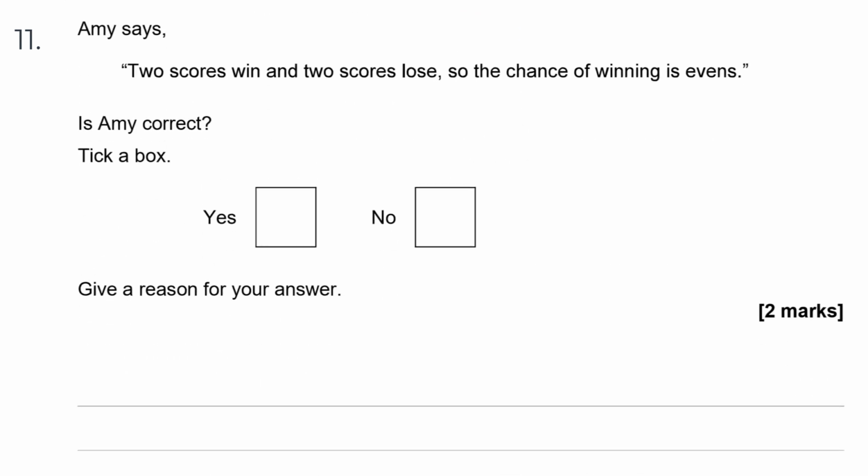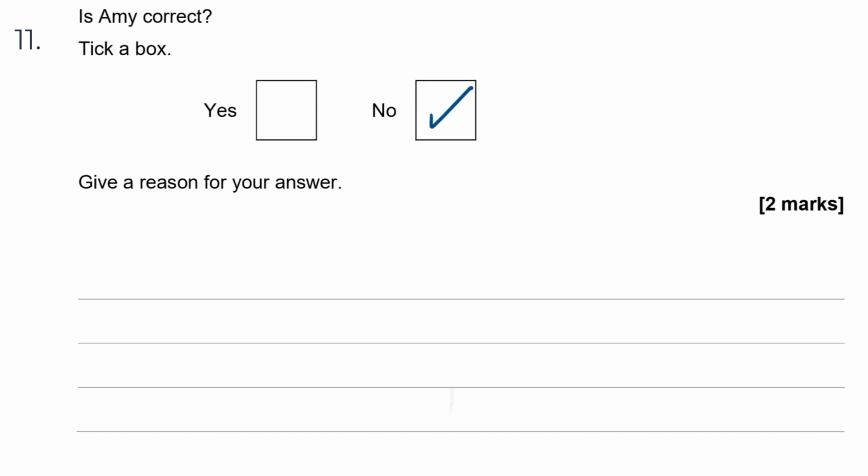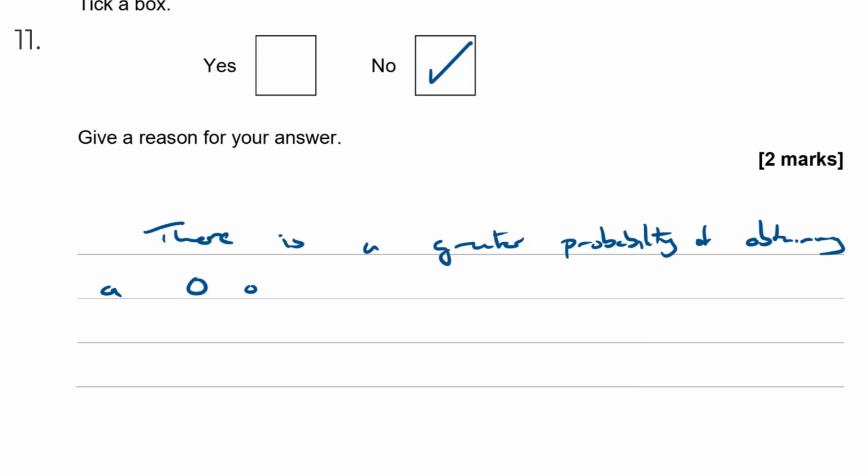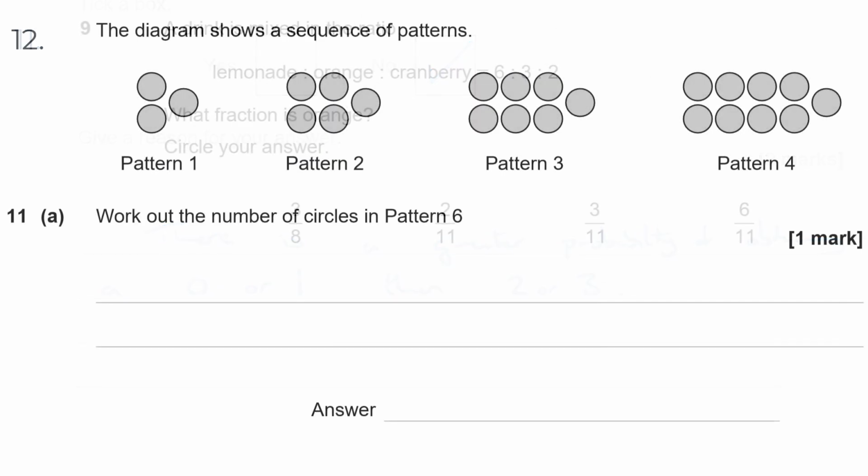So is Amy correct that it's evens? No, she's not correct. Give the reason. There is a greater probability of obtaining a 0 or 1 than 2 or 3.